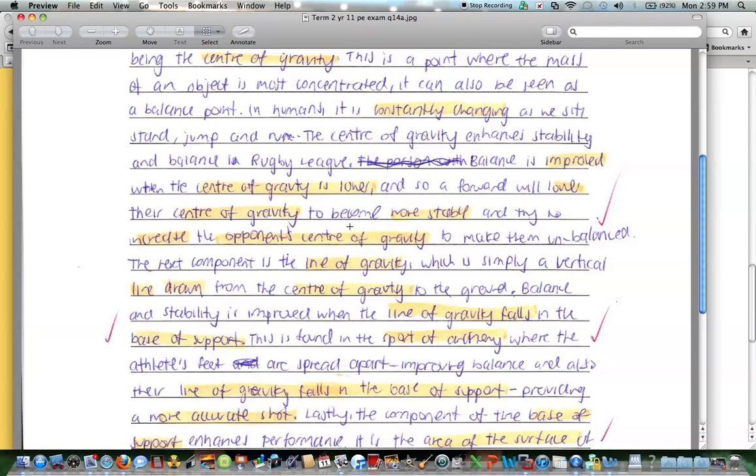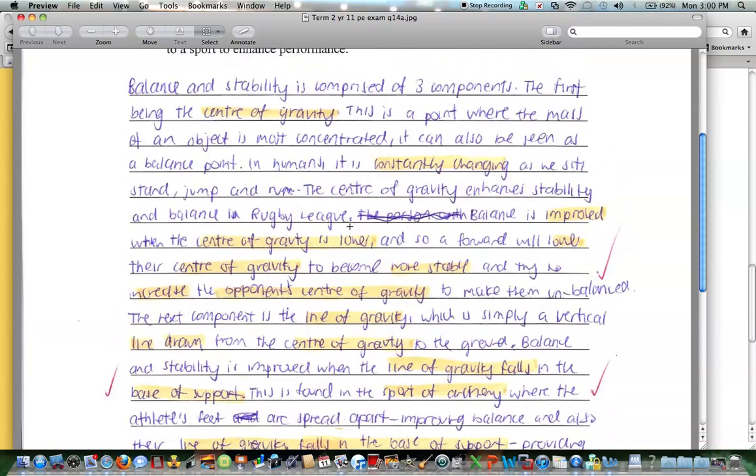Most were doing 1, which wasn't good enough. Students need to show how the principle enhances performance. So don't just tell me what centre of gravity is, but you need to say how is centre of gravity going to lead to an improvement in someone's performance. You also need to include a sport. So you're allowed to choose whichever sport you like and give examples, as always. But the main concern for me was that there was just minimal use of specific syllabus content.